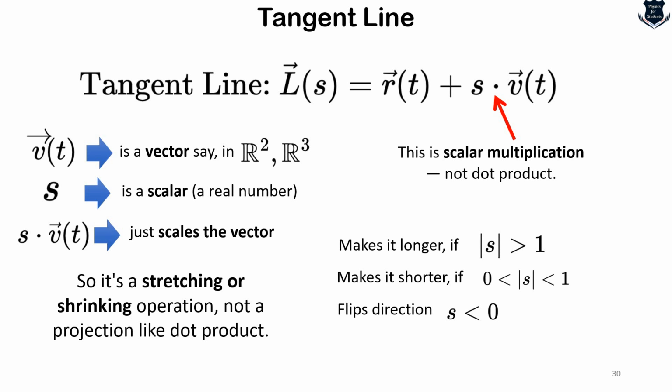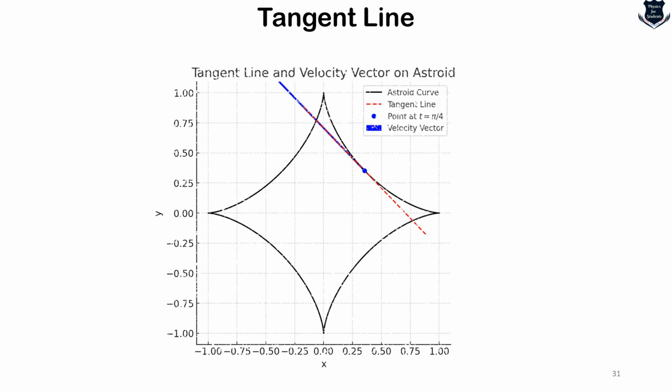Okay, so how does a tangent line to the circle look on an asteroid? Now this is how it looks. I'm thankful that ChatGPT has drawn this wonderful diagram.